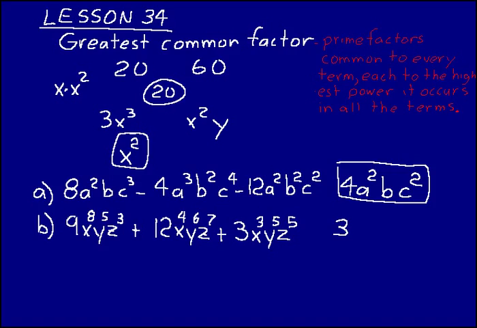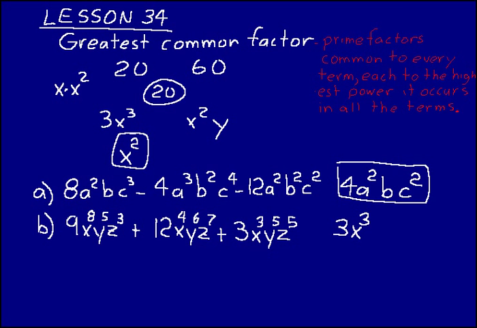Then let's look at the x's. We have x to the 8, x to the 4, x to the 3rd. So they all have an x, and the greatest common factor there would be x to the 3rd. They all have at least x to the 3rd.